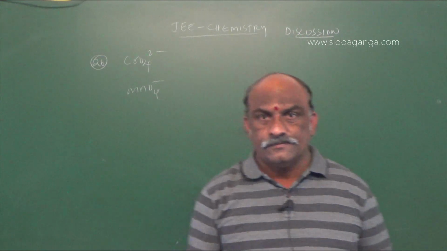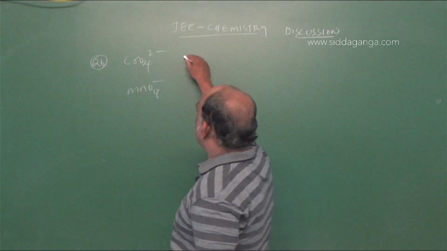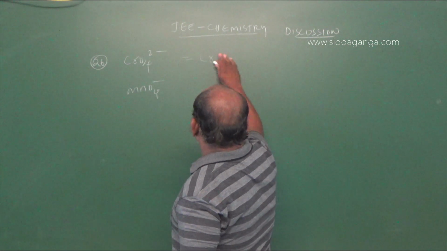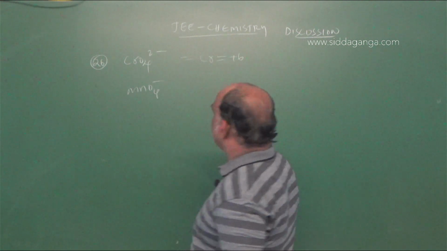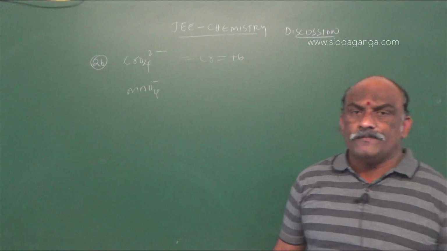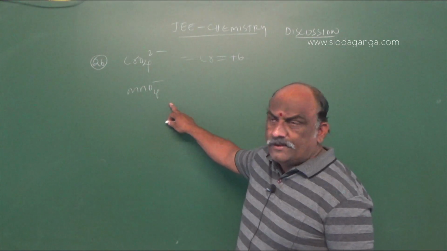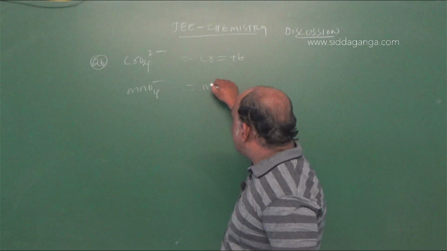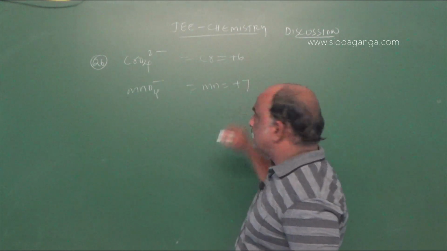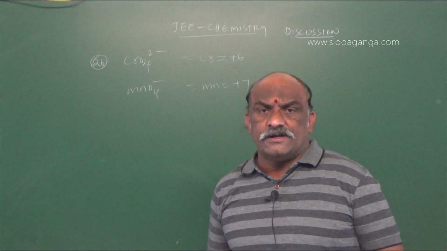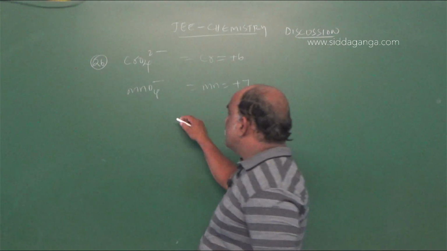What is the reason? In CrO4 2 minus, chromium is in the +6 oxidation state. Oxidation state of chromium +6. In MnO4 minus, permanganate, oxidation state of manganese is +7. So one is a +6 oxidation state, second one is a +7 oxidation state.